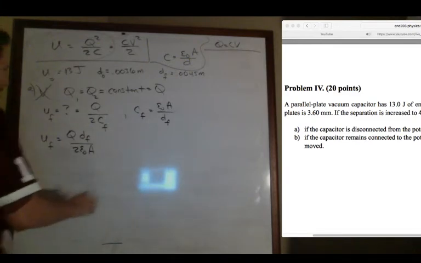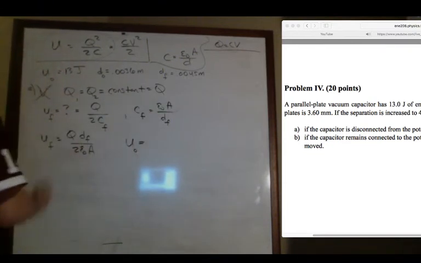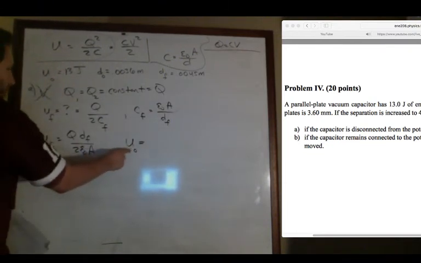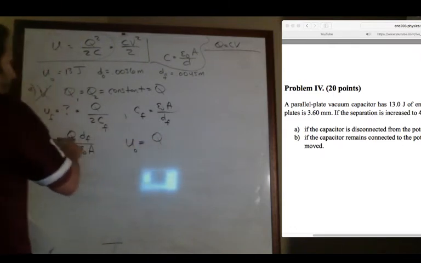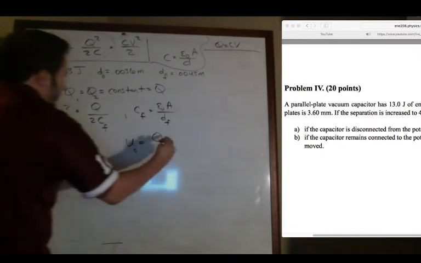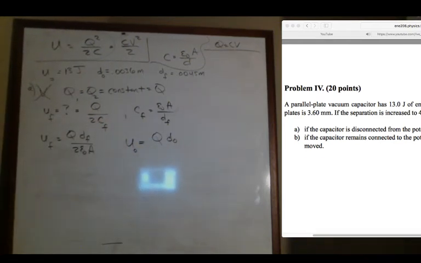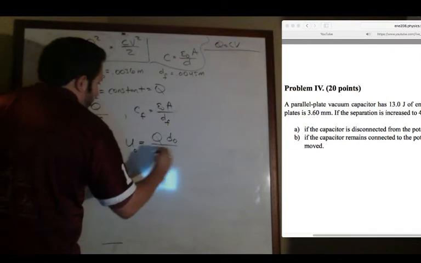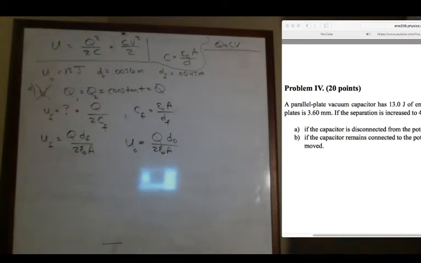But you know what, I know what U0 is. By doing the exact same math, except changing it to your initial energy, this is going to be Q squared, which at the beginning is the same as at the end, times d naught over 2 epsilon naught A. The only thing different is your initial distance. Epsilon naught is a constant. A is constant. The surface area is not changing.